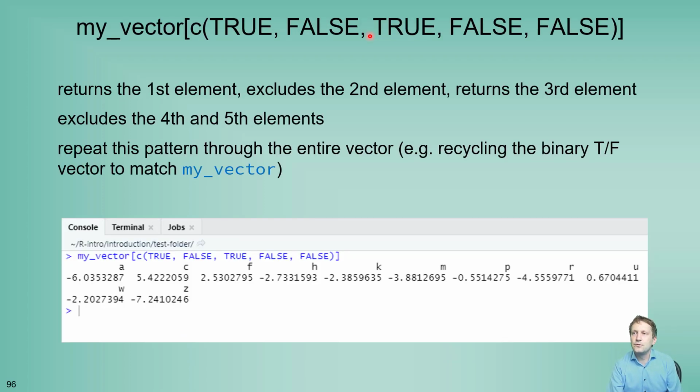My vector c(TRUE, FALSE, FALSE) returns the first element because it's attached to the TRUE statement here. Then it excludes the 2nd element, includes the 3rd element, and then doesn't include the 4th and 5th element. And what you will notice is that R automatically recycles the selection vector with the TRUE FALSE statements to match the length of my vector. And we have seen this recycling at work in other examples before, right? So it works the same way here.